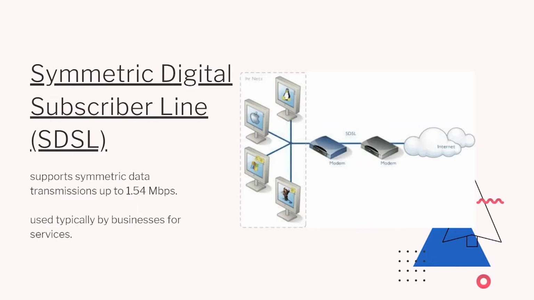And next is the Symmetric Digital Subscriber Line or SDSL. It supports symmetric or equal downstream and upstream data transmissions up to 1.54 Mbps. It is used typically by businesses for services such as video conferencing, which needs significant bandwidth both upstream and downstream.